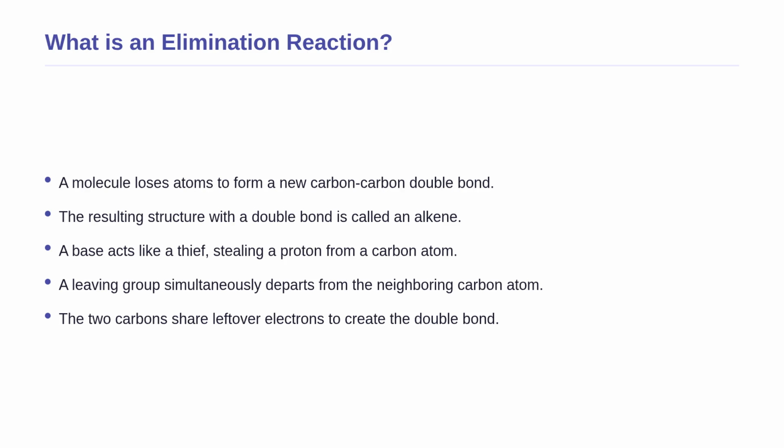Why does this matter? Because elimination reactions are fundamental tools chemists use to synthesize complex molecules, like life-saving pharmaceuticals. In this process, a molecule loses atoms to form a new carbon-carbon double bond, transforming into an alkene. A chemical called a base acts like a thief, stealing a proton from a carbon atom. Simultaneously, a leaving group departs from the neighboring carbon. The two carbons, now missing atoms, share their leftover electrons to create that double bond.